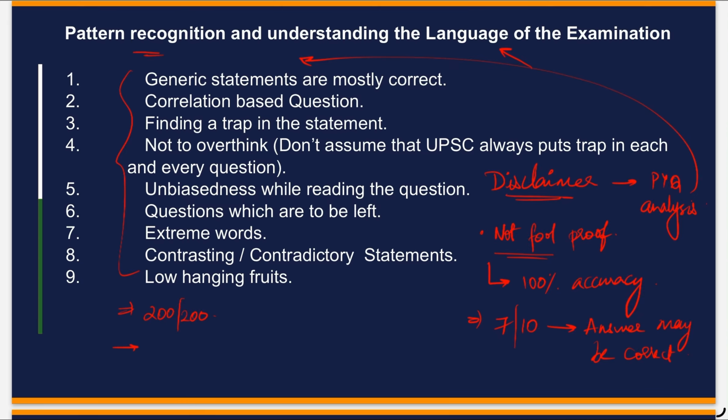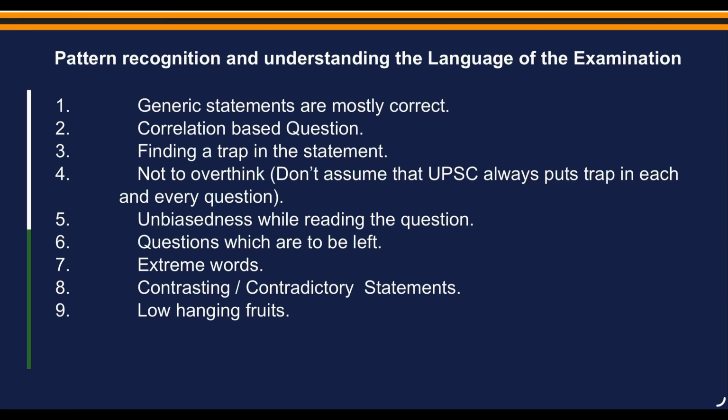Our objective is to maximize the score, and ensure that one gets around 120 out of 200 in order to be in the safe zone, so that one can clear the IFoS cutoff as well. Okay, so without wasting much time, let's start with the discussion.